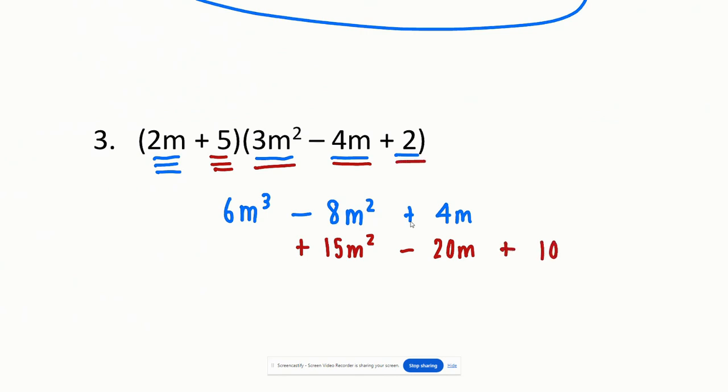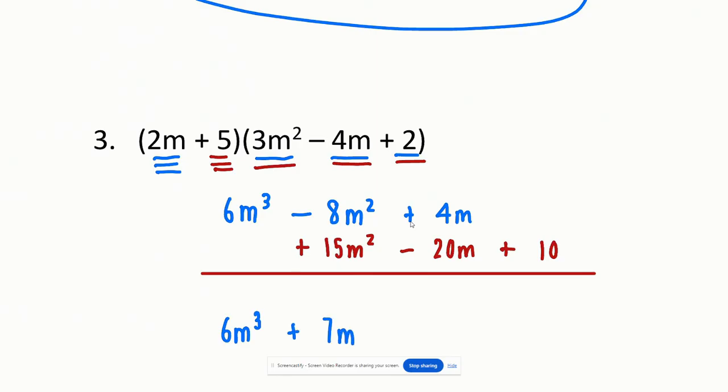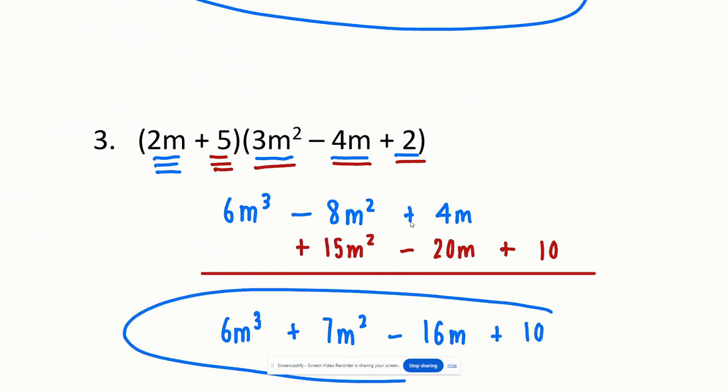Positive 10. Very good. Now, all we have to do is combine our like terms vertically. What will that 6m cubed do? So 6m cubed. What's 15 minus 8? Or negative 8 plus 15? Positive 7 m squared. What about 4 minus 20? Negative 16m. And then what does that plus 10 do? Drops all the way down. And there we have it.